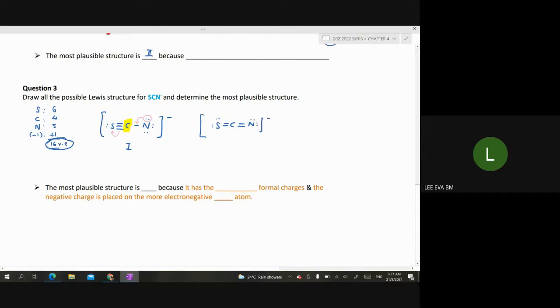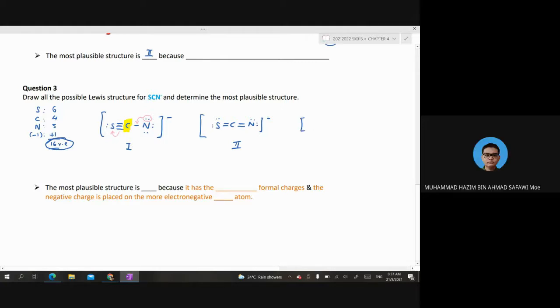Okay, so kita pindah lagi untuk jadikan dia structure yang ketiga. So this one is your second structure. Are you still following?